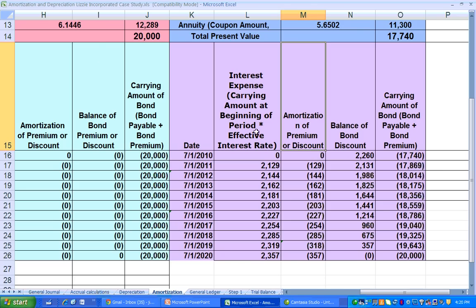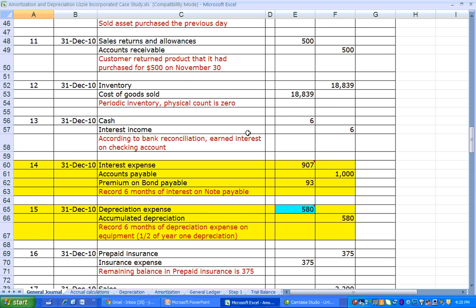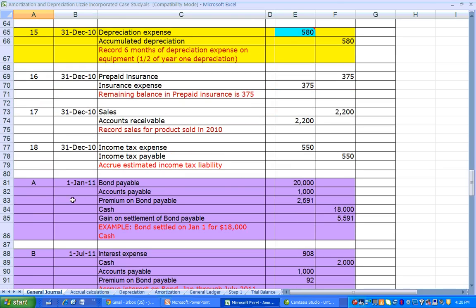Amortization of bond discount. So let's go back to our general journal, and we see that on December 31st we recognized the interest expense. I pushed that forward a little bit, and let's go through to January 1st, scenario A. What would happen if we bought back this bond on January 1st? So we still owed $1,000 in interest, half of the coupon amount. We would completely reduce the premium balance on the bond payable, and we would reduce the amount of the bond payable that's on the books.